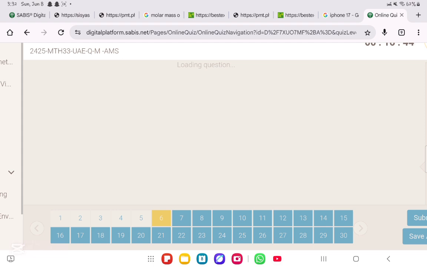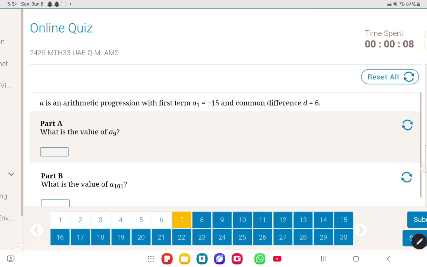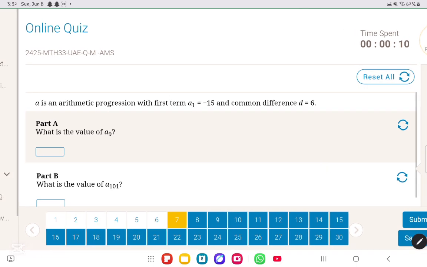We move on to question number 7. It seems my internet is glitching a bit. Here we go. Now my timer restarted, but it's fine.